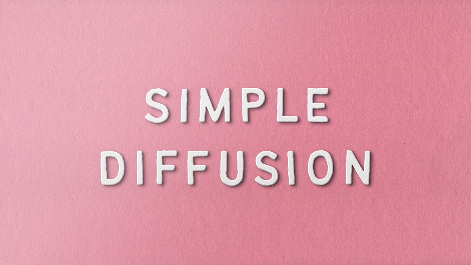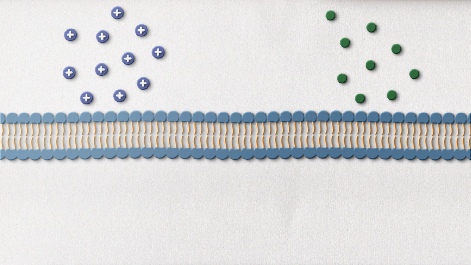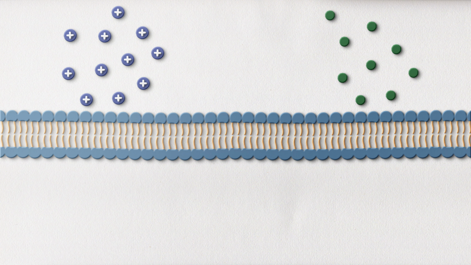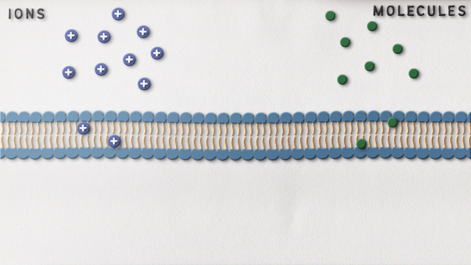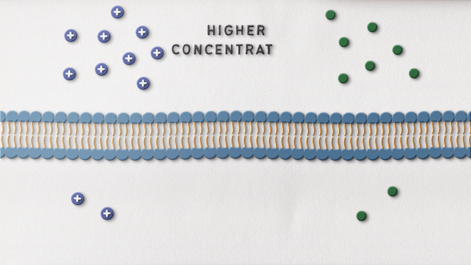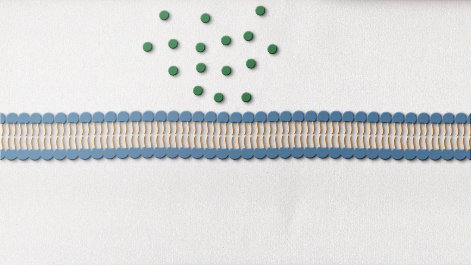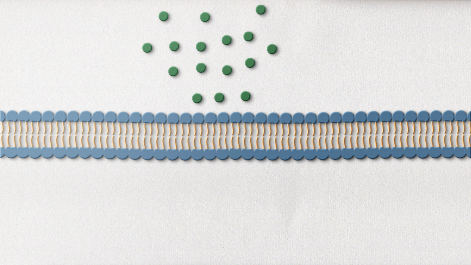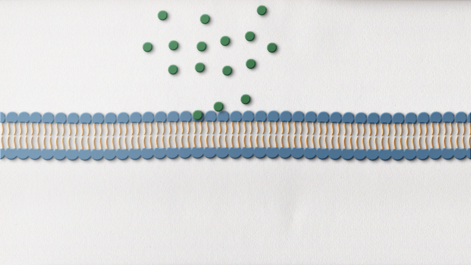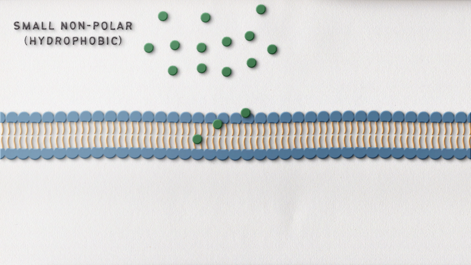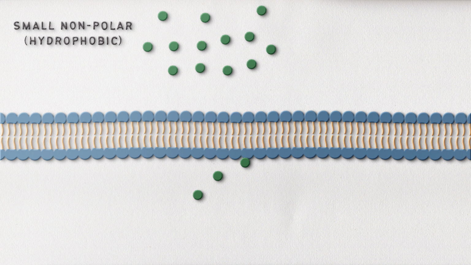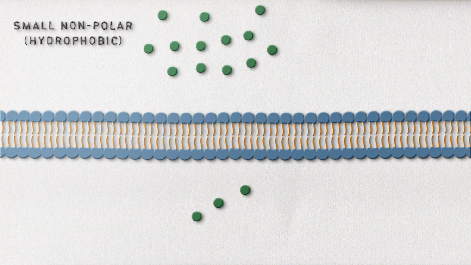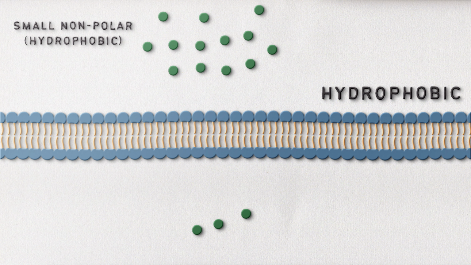We're going to talk about simple diffusion, which is unsurprisingly a simpler process. Simple diffusion follows the main principles of diffusion, where molecules, ions, and compounds move through the cell membrane from areas of higher concentration to lower concentration. In simple diffusion, molecules are able to move freely through the cell membrane. And this is because only small, nonpolar, or hydrophobic molecules take part in simple diffusion. After all, a hydrophobic molecule has no problem moving through a cell membrane with hydrophobic properties, right?